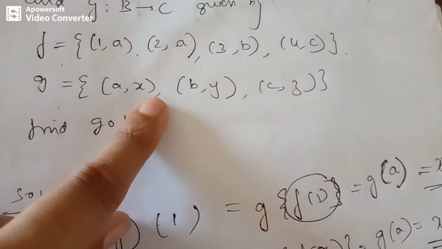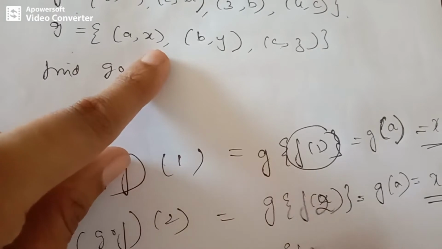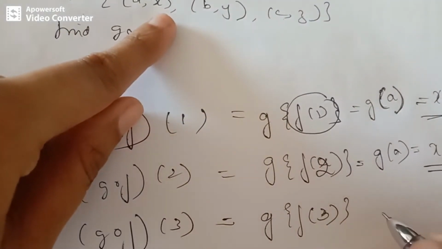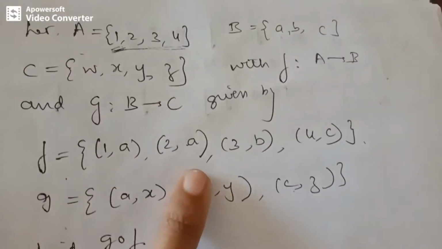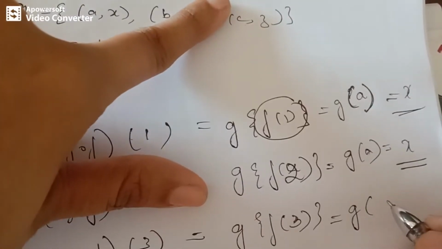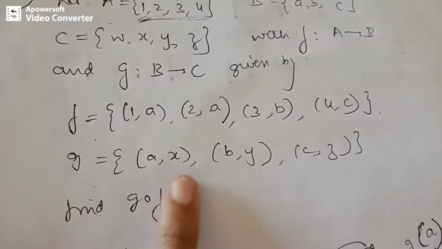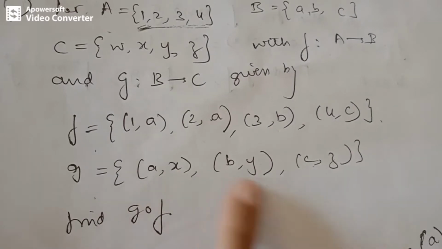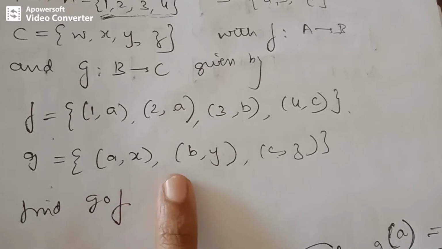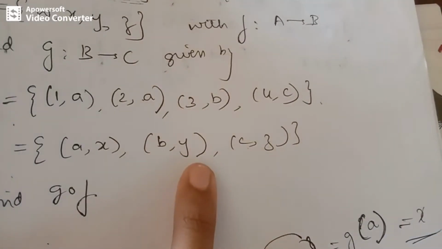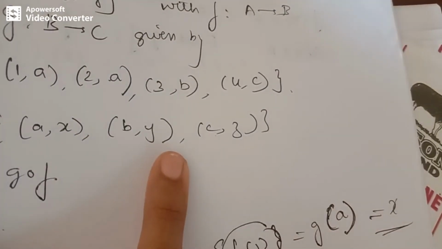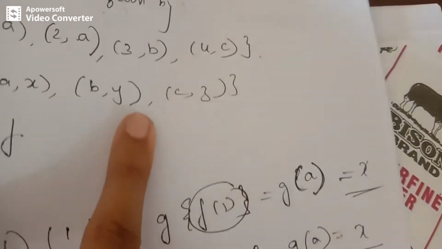Right? So next, if we find out g of f of 3, what do we get? G of f of 3 is nothing but g of the element to which 3 is mapped. 3 is mapped to B. So it is nothing but g of B. You can observe to which element B is mapped by the function g. G takes the mapping from B to Y in the set C, you can see. So g of B will be Y.